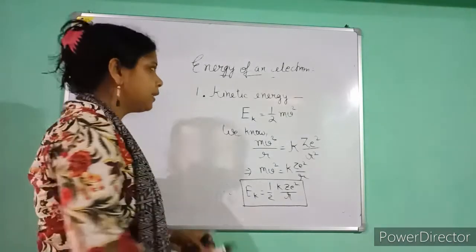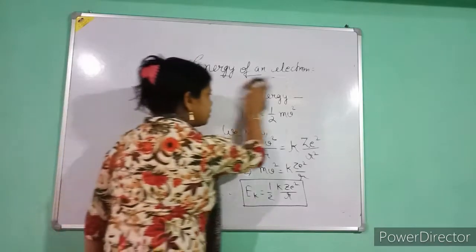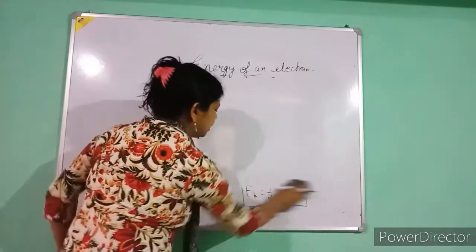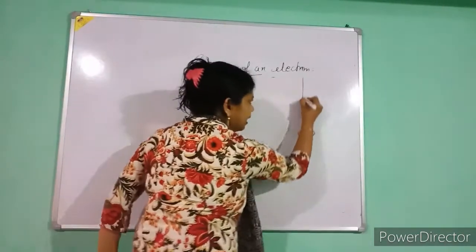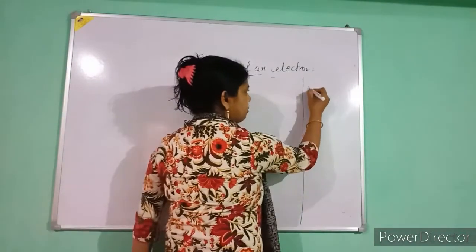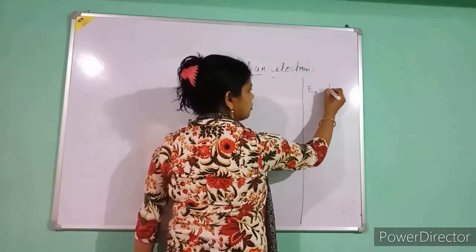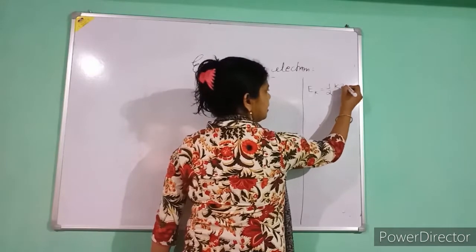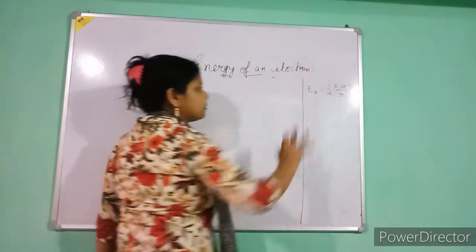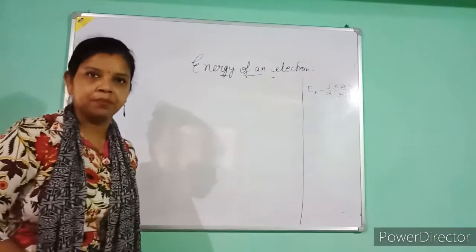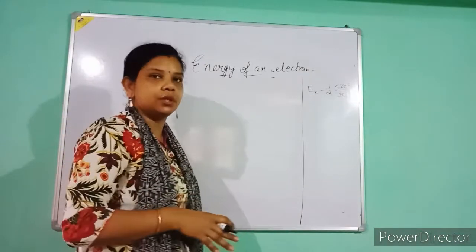So we came to know about kinetic energy. Let me keep this equation somewhere. I have a place here. I am writing, I have already derived, Ek equals half of kZe square divided by r. So this is my first formula that I have written.